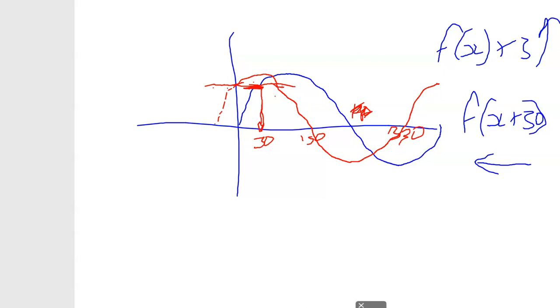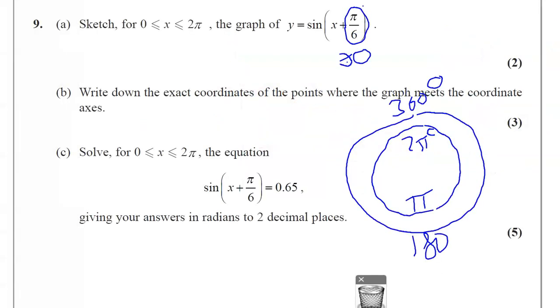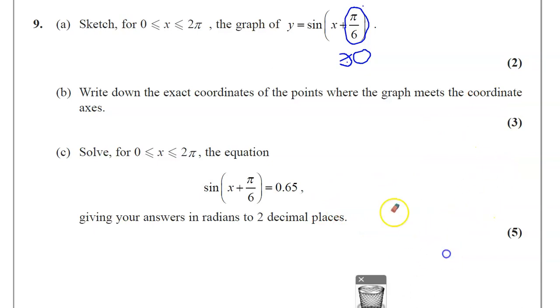It's just that we had to turn them from degrees into radians. If you can't think fluently in radians, you just have to convert it into radians. Now it says solve between 0 and 360 this equation here, giving your answers in radians to two decimal places. Well, again, this is exactly like things that we do in degrees. We can do the inverse sine of this value and get a value for that bracket.